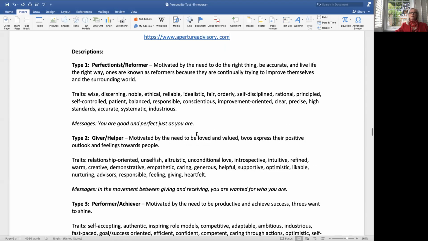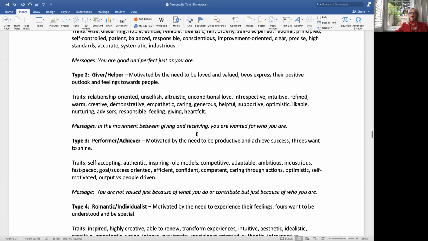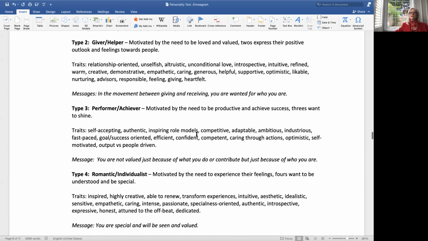The next type is the 2, the giver-helper. And the giver-helper is typically motivated by the need to be valued within the team. And in many cases, they want to be liked. Maybe at work, they don't necessarily need to be loved, but they really want that positive outlook. They want positive feelings towards other people, and they want those feelings coming back to them.